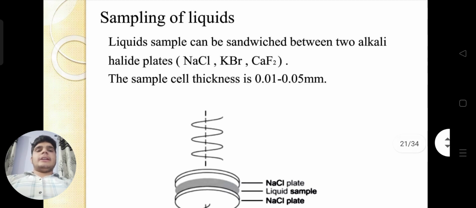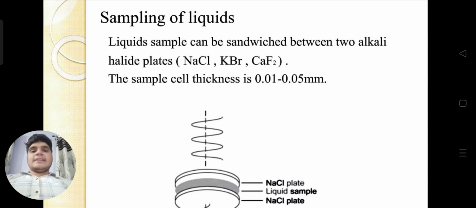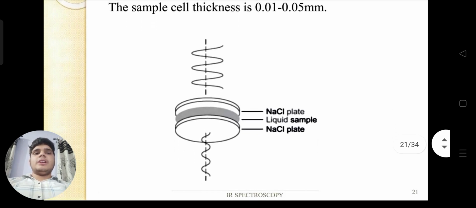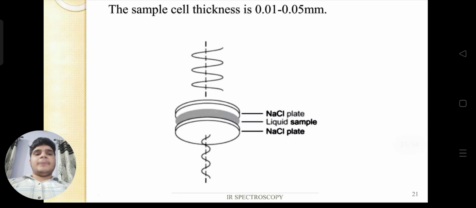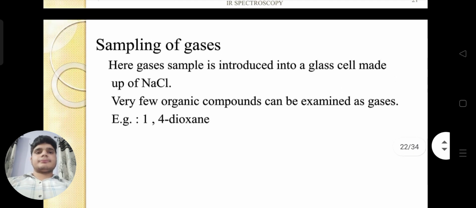Sampling of liquids. A liquid sample can be sandwiched between two alkali halide plates, such as sodium chloride, potassium bromide, and calcium fluoride. The sample thickness ranges from 0.01 to 0.05 mm. Here you can see there is a NaCl plate, the liquid sample, and a NaCl plate placed. The liquid sample is placed between two plates, meaning it is sandwiched.